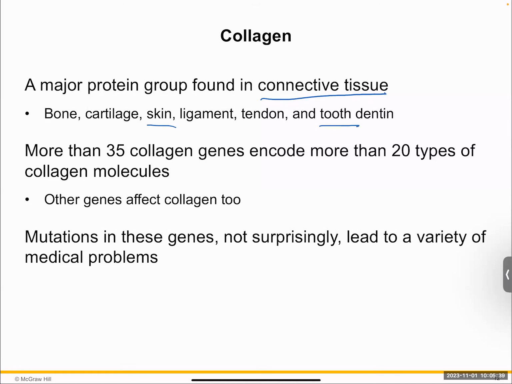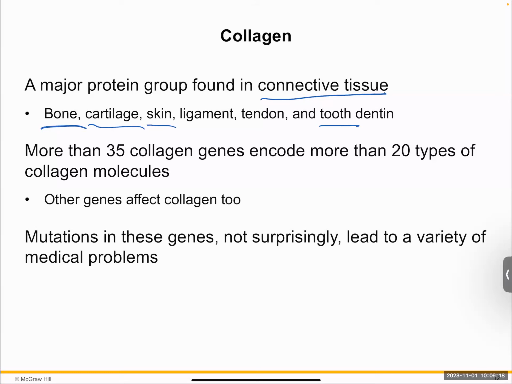A good majority of your dermal portion of the skin is collagen. Your cartilage tissue and your bone tissue also contain a significant amount of collagen. So most of the connective tissues have high levels of collagen. There are 35 collagen genes that encode for more than 20 different types of collagen molecules. So when I use the word collagen, think about them as a category of proteins. There are minor variations between them, giving us the 20 different types of collagen. For instance, collagen found in a ligament is not necessarily identical to the one found in the skin.